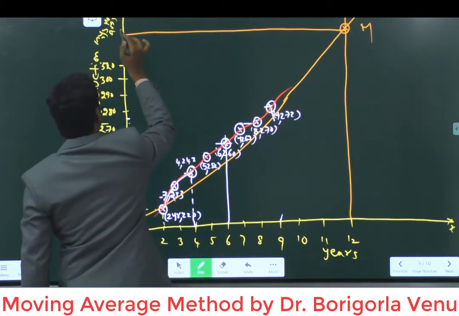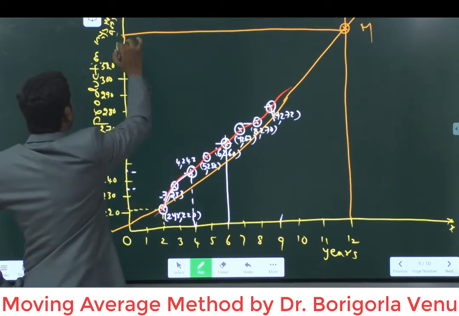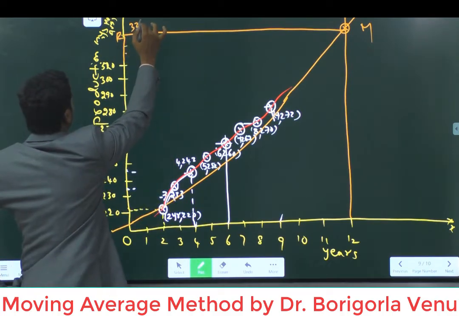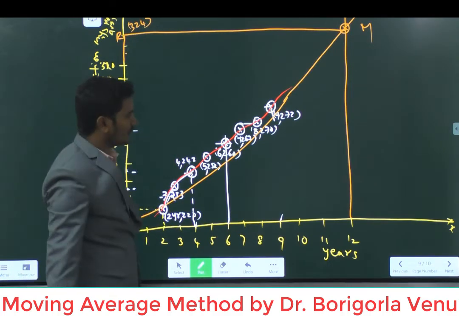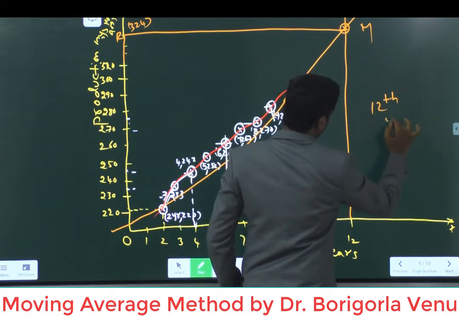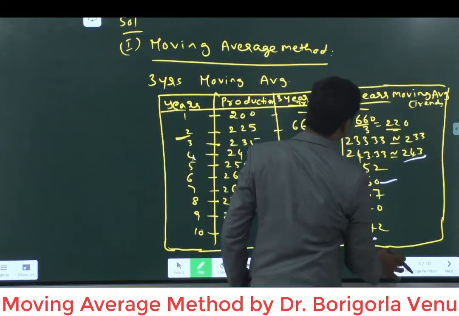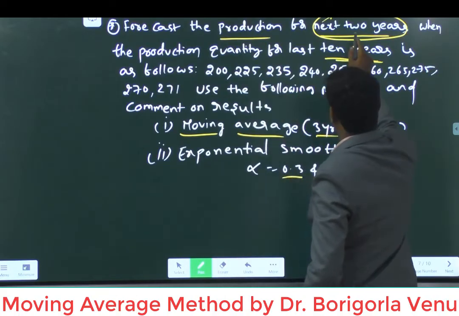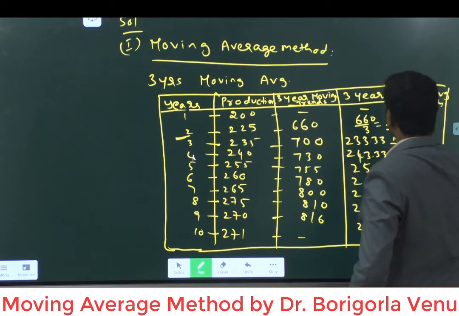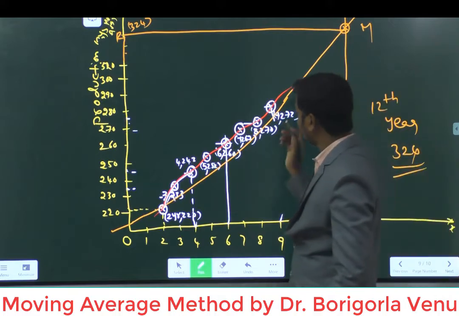So here we get some value. From the graph I got this value, R. R is 324. So the demand forecast for the 12th year, that is after 2 years, is 324 units. This is the solution for this.